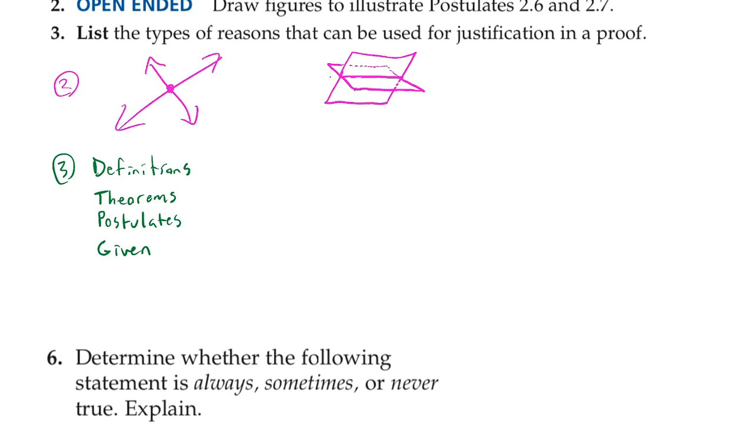Undefined terms, algebraic properties. So undefined terms, that's right, because there are no definitions. So that's a point, a line, and a plane. I don't know when you would ever say a point as the reason for a step, but you could use undefined terms in a proof, absolutely. And then also properties of equality. So in other words, we can use all of the algebra that we know.